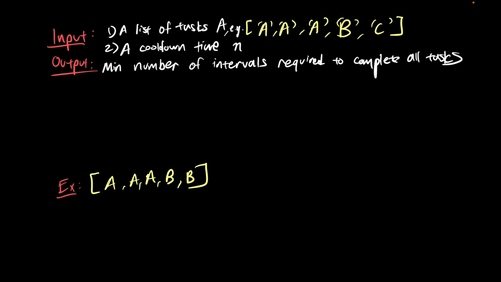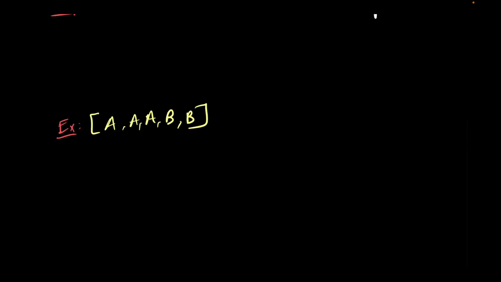Some solutions use a priority queue. I will be using a greedy algorithm. A greedy algorithm is basically just an algorithm that makes a series of iterative and myopic decisions in order to reach the solution at the end. And to explain what I mean by that, let's just take a look at an example.